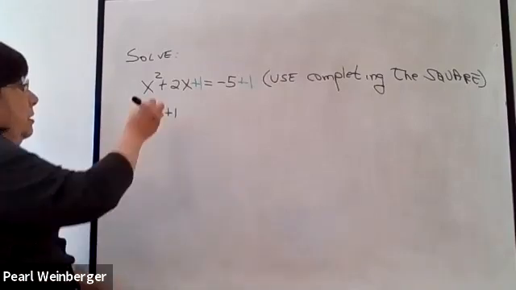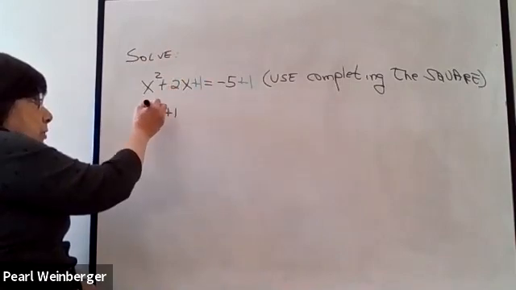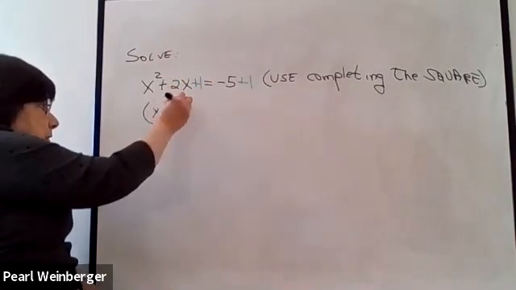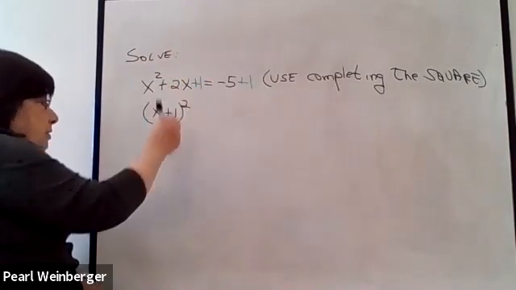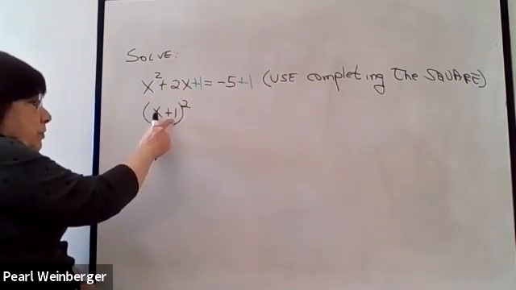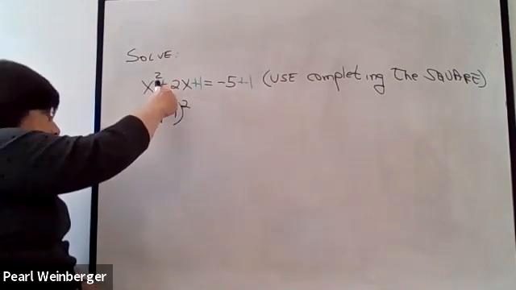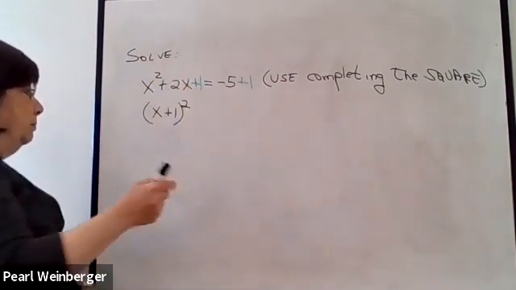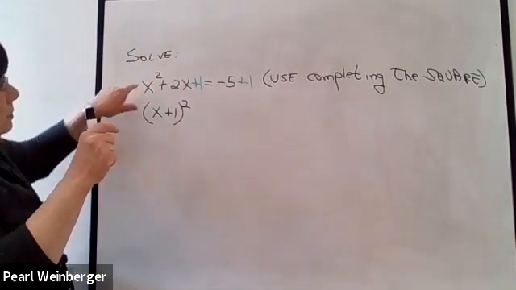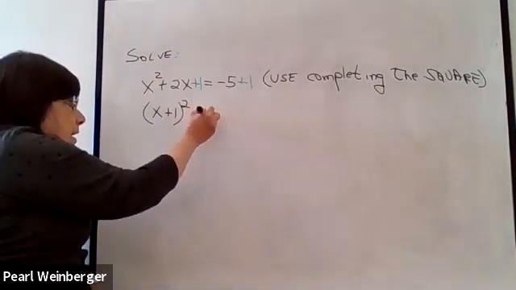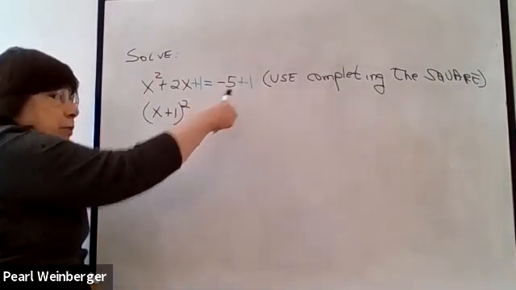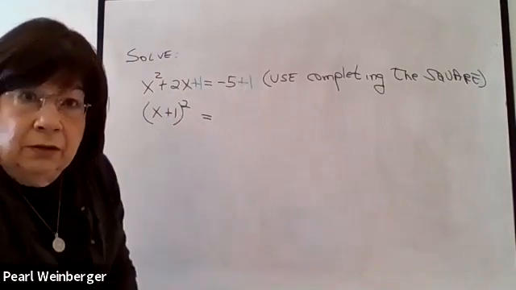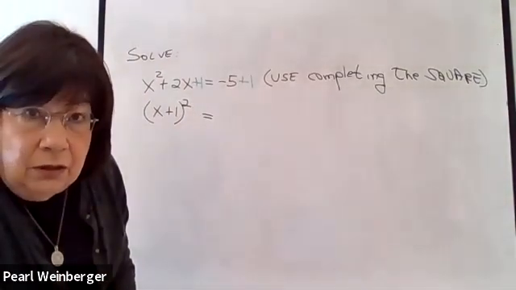So that we end up with, this is now the binomial x plus 1 squared. It's easy to remember because the number over here is exactly half of this number. It's the number that you had to find before to get to this number. So this gives you x plus 1 squared. And on the other side, -5 plus 1. Oh, wait, I'm sorry.